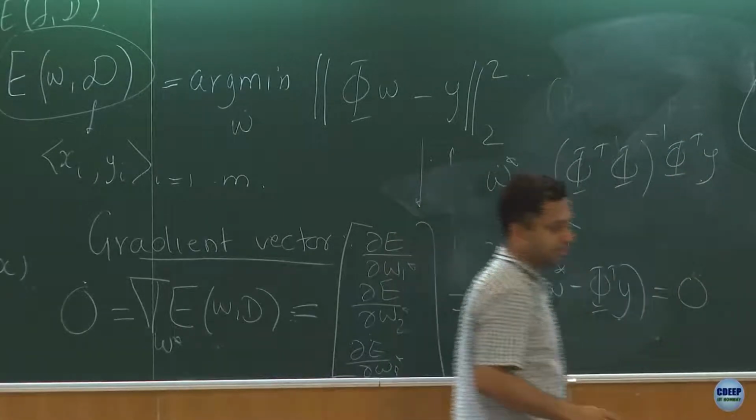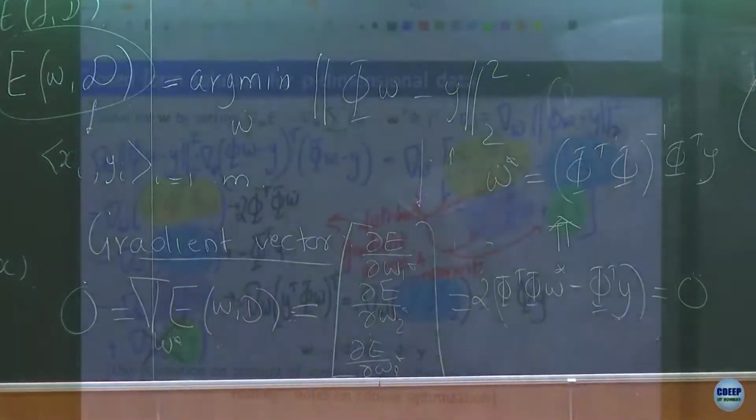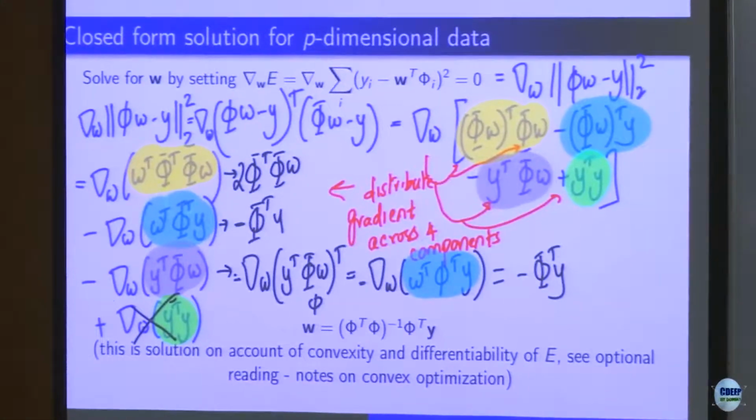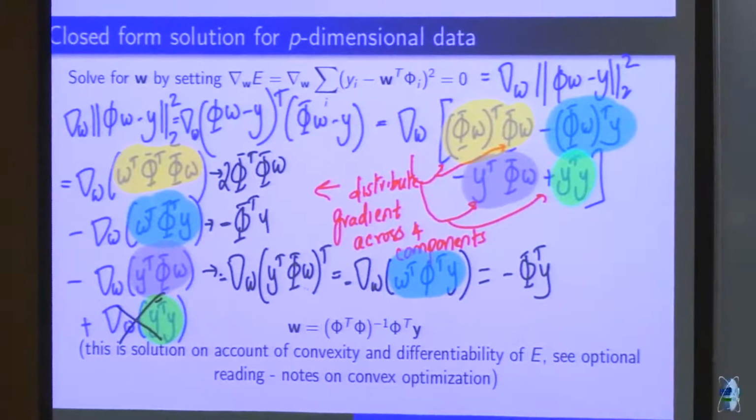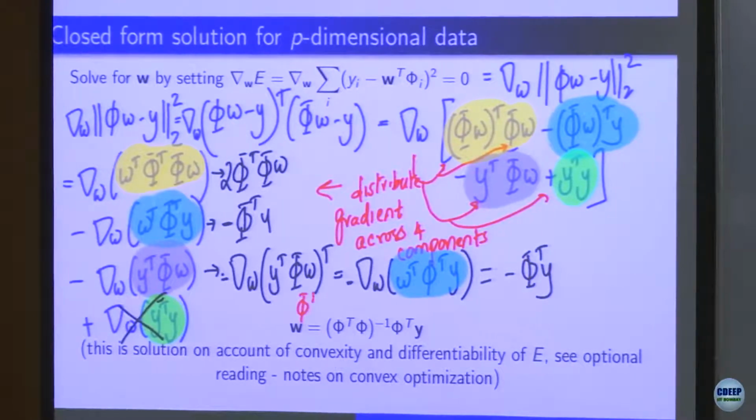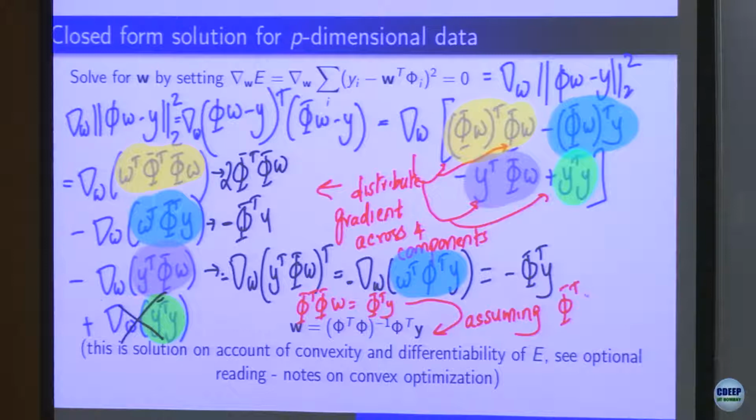Now somebody asked this question, invertibility. I'll try to play safe and say the actual solution we are seeking is that phi transpose phi w equals phi transpose y. That's all we can say. We have moved one step ahead, assuming invertibility of phi transpose phi. Is that clear?